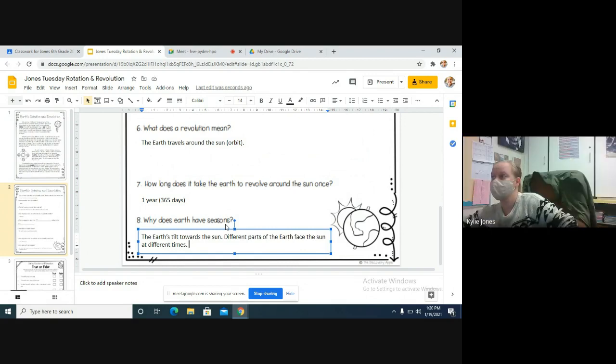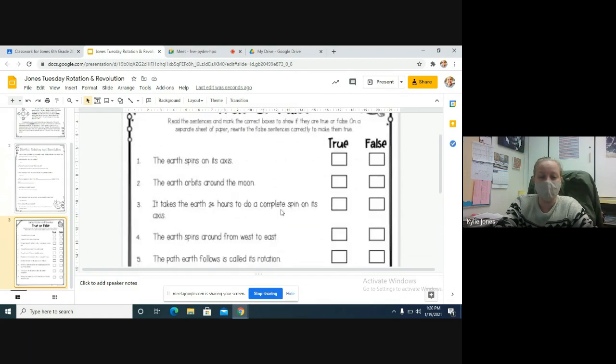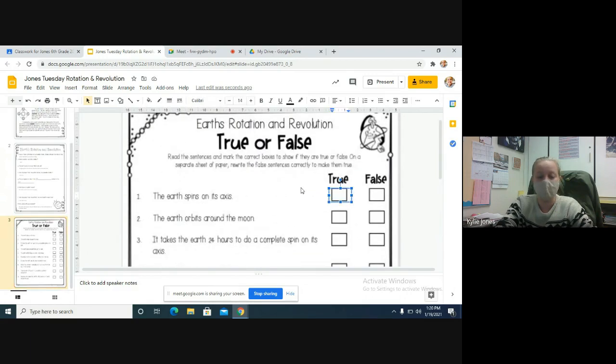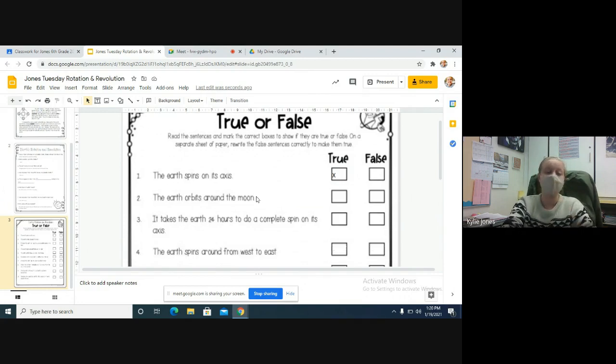How do you make the check mark again? Let's see. So if we go on to that last one, you can do check marks or X's. The Earth spins on an axis. Does the Earth spin on an axis? Yeah, it does. So it's true. You can just put an X. That works for me. Once you finish the true and false section, you can get it turned in. That's all we are doing for science today.